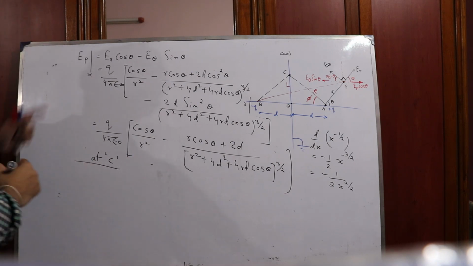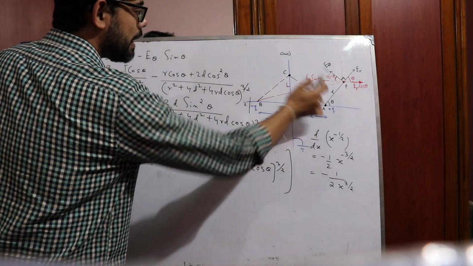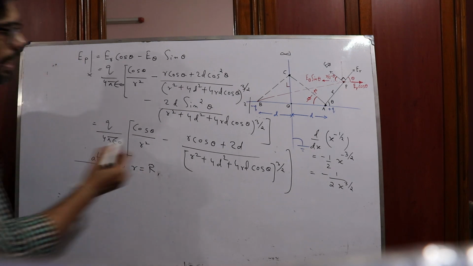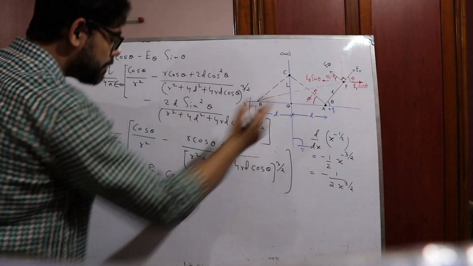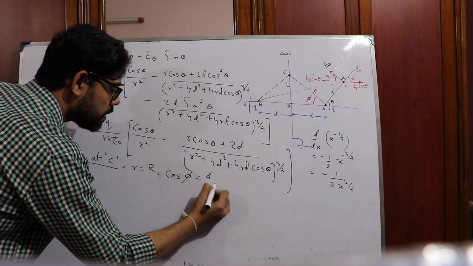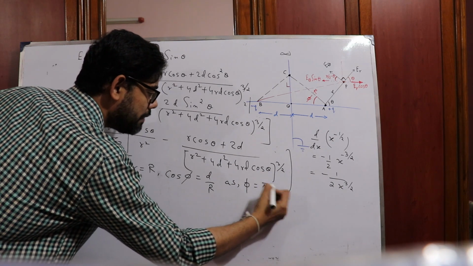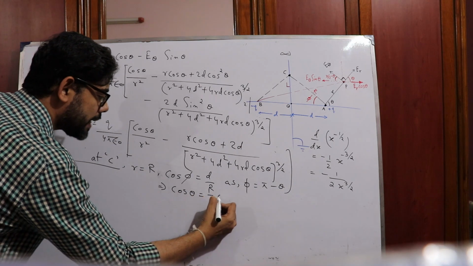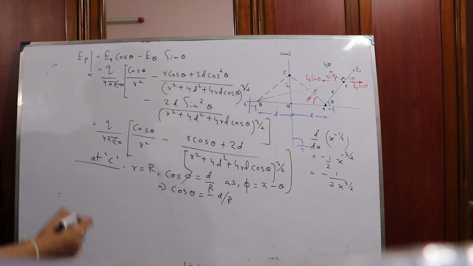If you come to the point C, then what assumption can be made? Small r will become capital R, so we can write small r equals capital R. And you see cos phi is d by r. As phi equals pi minus theta, therefore cos theta equals minus d by r. Now you implement these two assumptions here.